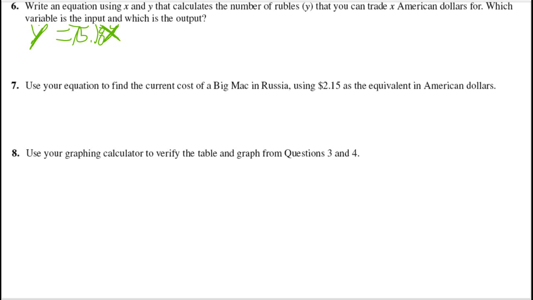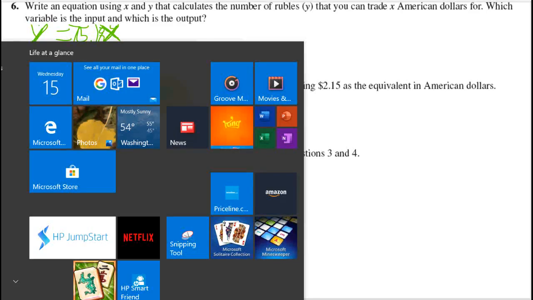Do question 7 really quick and then restart the video. So use your equation to find the current cost of a Big Mac in Russia using 2.15 dollars. So we're assuming a Big Mac costs $2.15. We're going to multiply that by 75.18.